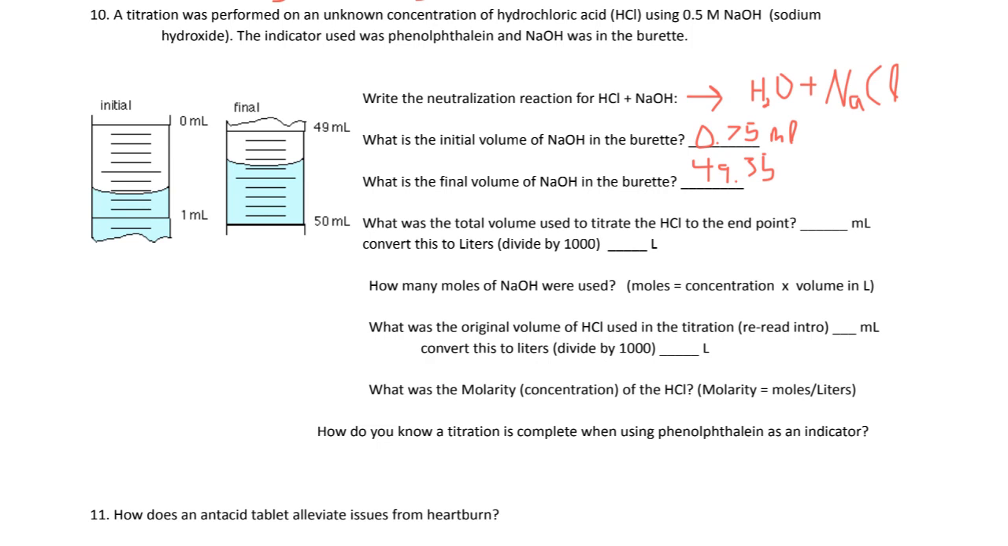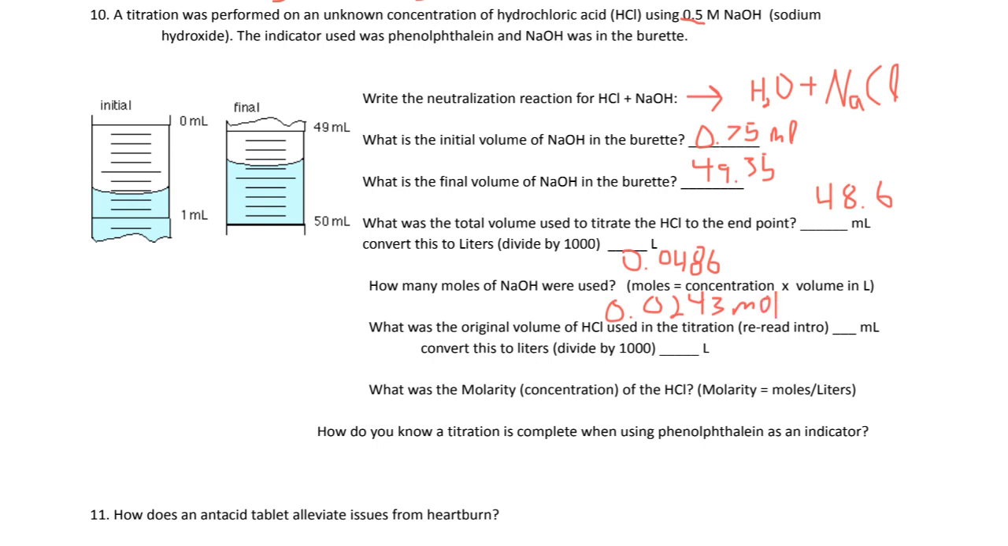So total volume, I need to subtract these two. And I get 48.6 milliliters, which when I divide by 1,000 is 0.0486 liters. You could also think about moving the decimal point 3 times. All right, so then moles of NaOH. I'll take my liters and multiply it by the concentration, which I find up here. This was 0.5 molar NaOH. So 0.0486 times 0.5 gives me 0.0243 moles.